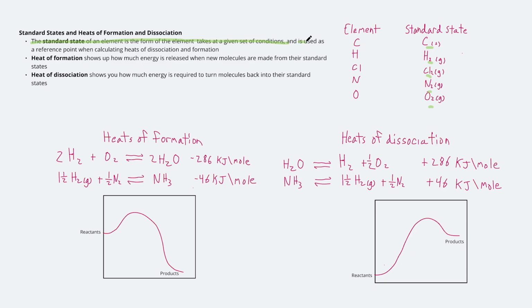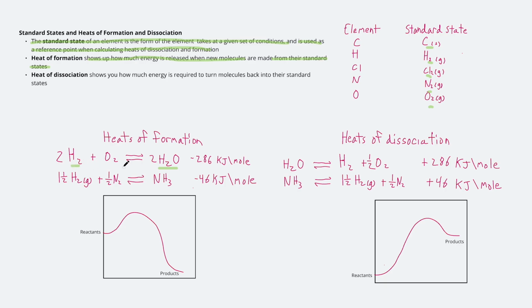We then use the standard state as a reference point whenever we're trying to calculate heats of dissociation and formation, which we're going to go over right now. The heat of formation tells you how much energy is released whenever you form a new molecule from reactants where the elements that are in that molecule are in their standard states. For example, we'll look at the formation of water first. So the two elements in water are hydrogen and oxygen. So that means that our reactants would have to be those two things in their standard states.